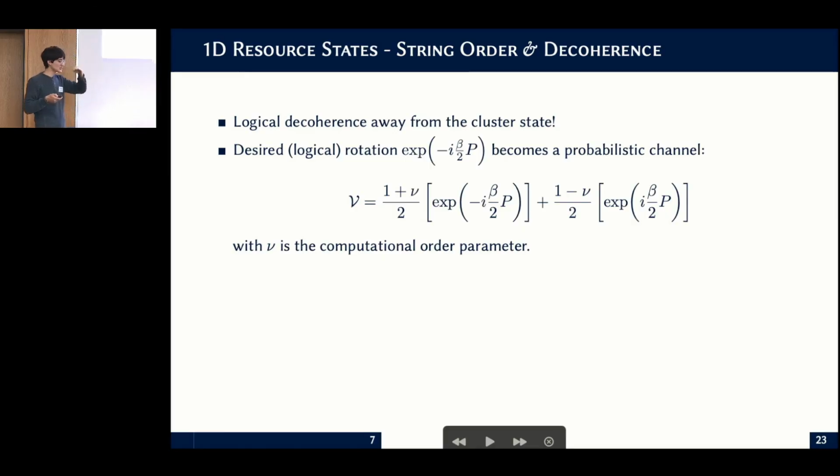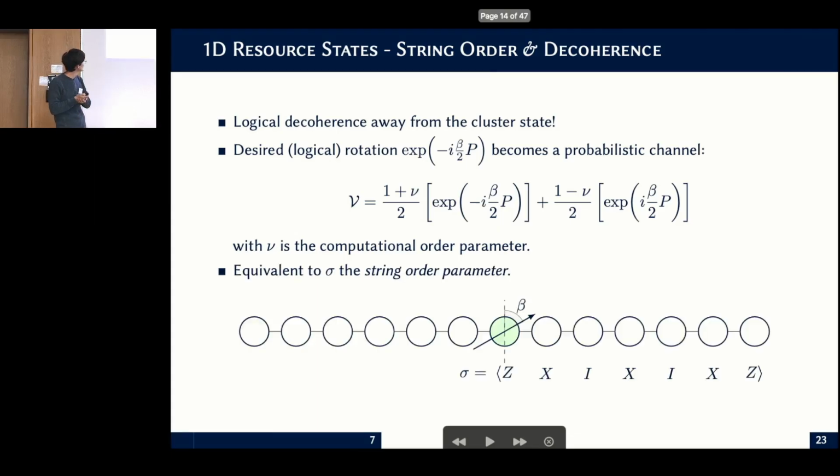One of the things that was shown in that first reference that I flashed on the title slide is that this computational order parameter is equivalent to another property of these states, namely their string order. You might be familiar with order parameters in thinking about conventional phases of matter, and this is the equivalent thing for SPT phases, where I have this string of Paulis that extends from one end of the system to the site where I do my measurement. And it turns out that this quantity is exactly identified with the computational order of the state.